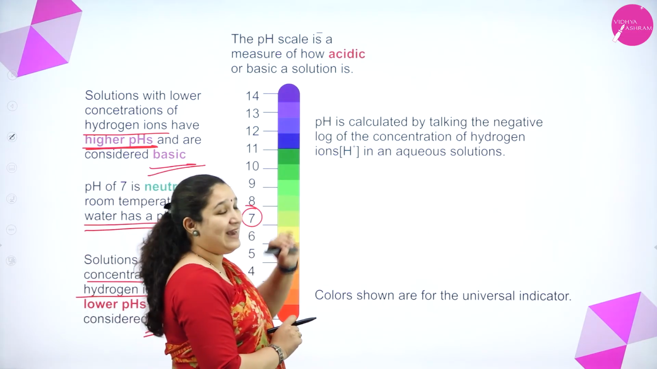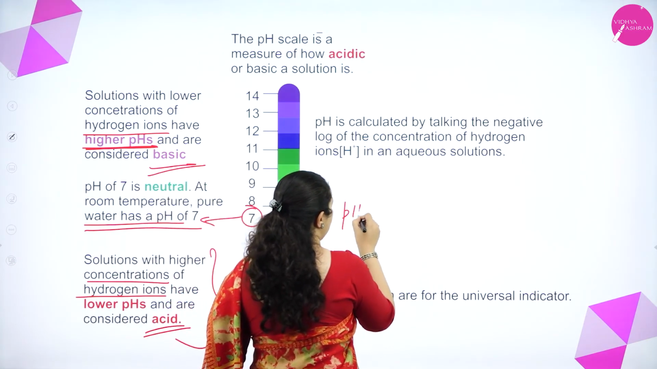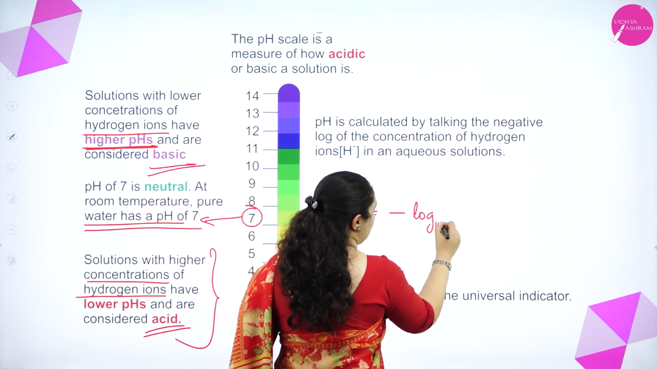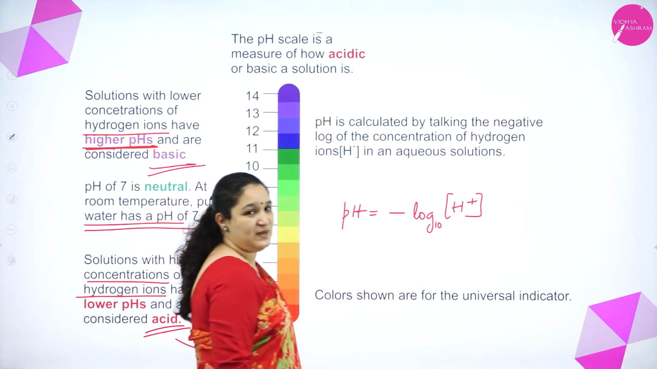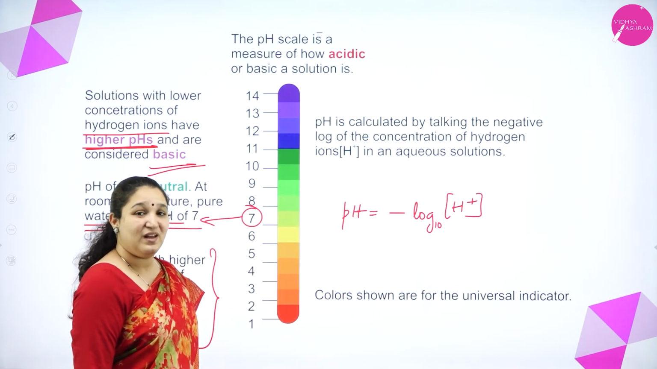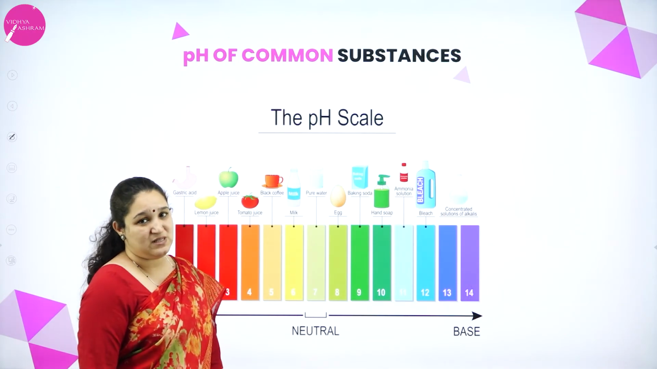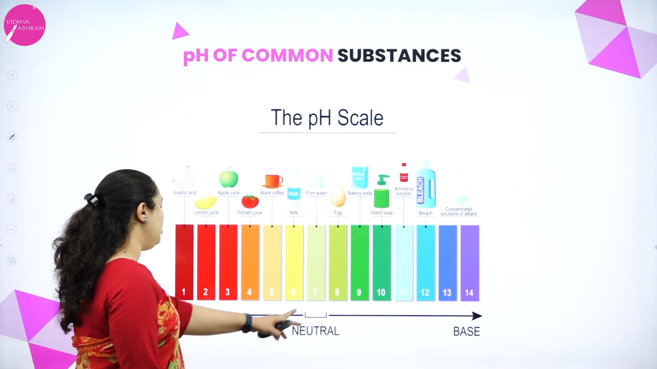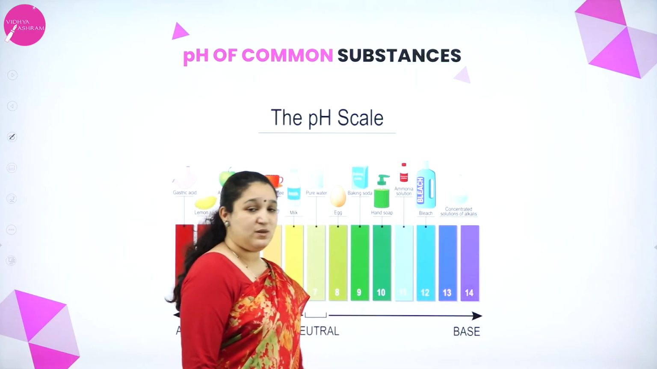pH, how can it be calculated? I gave you the formula, pH is equal to negative logarithm, that is to base 10, of the molar concentration of H plus ions. Okay. Next, what you need to know is the pH of the common substances. Now, in the pH scale, I told you 7 is neutral, below 7 it is acid, above 7 it is a base.